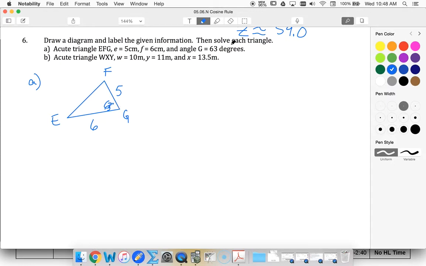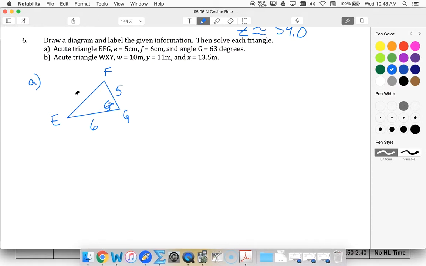And it asked me to solve each triangle, so I want to know all the missing pieces. Well, I might be tempted at first to use sine rule, but I don't know the angle across from the 5. I don't know the angle across from the 6, so I can't use sine rule. So I'm going to use cosine rule to find this side here. So finding this side, that's going to be my x squared.